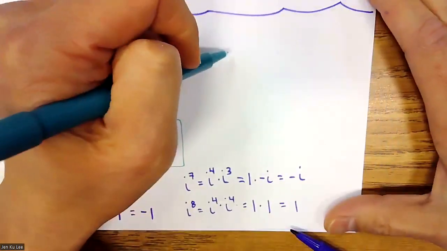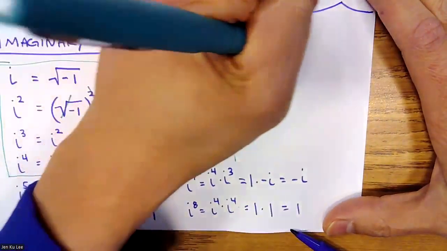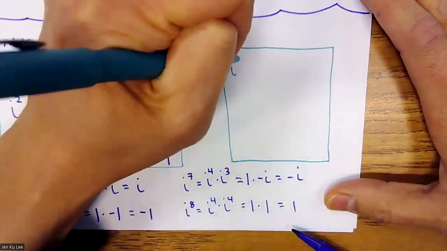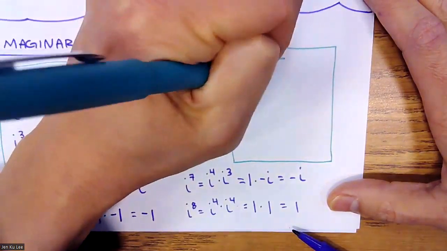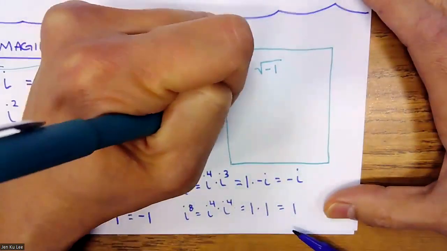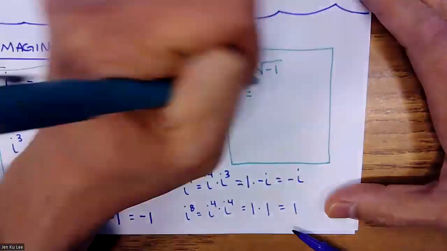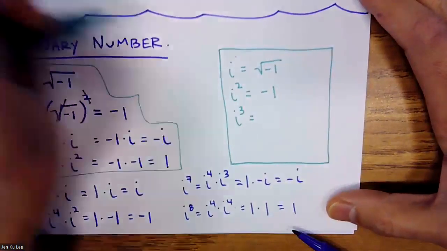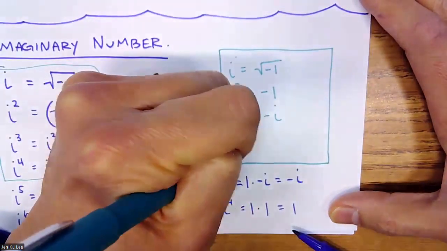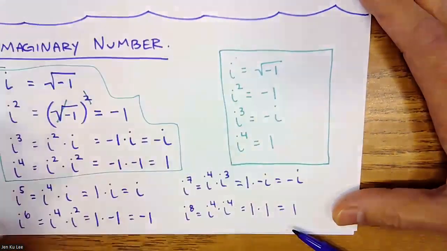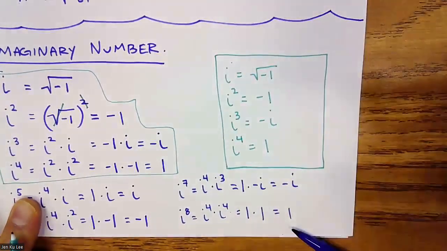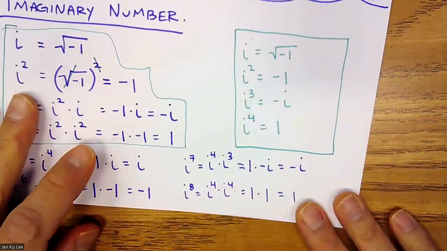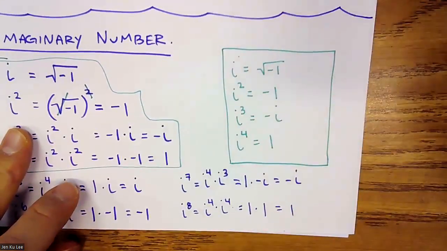So if I draw in this little box the key to I: I equals square root of negative 1, I squared equals negative 1, I to the third equals negative I, I to the fourth equals 1. And this would just keep on going forever, essentially. Okay?